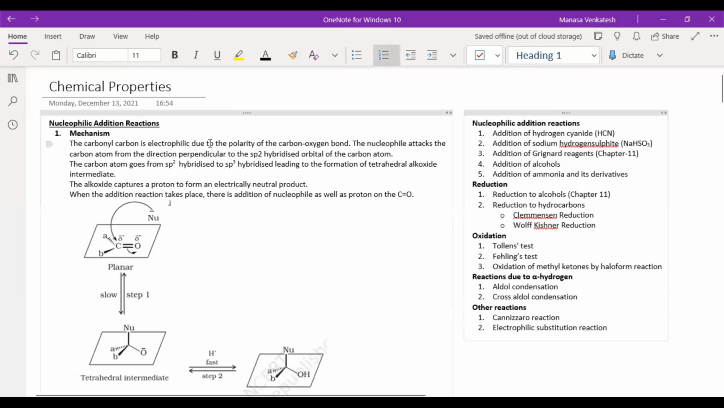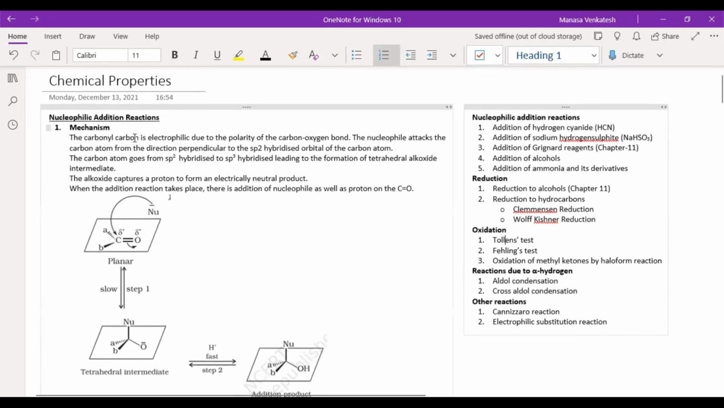Chemical properties of aldehydes and ketones. First of all, these are the various reactions we'll be learning for aldehydes and ketones. Nucleophilic addition reactions, reduction, oxidation, reaction due to alpha hydrogen, and other reactions which are mentioned below. So first is the nucleophilic addition reaction. Let's look at the mechanism.